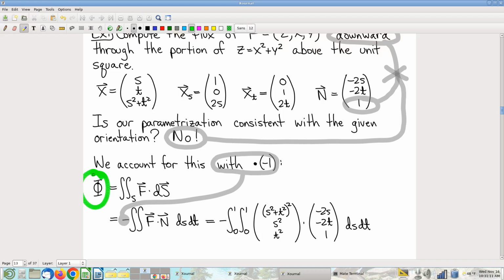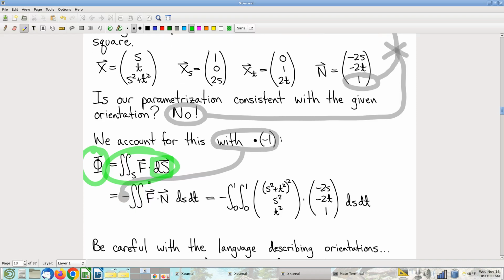We were asked to compute flux. The flux was defined by the statement of the question. There's nothing wrong with this being phi. That needs to remain phi. That's what you were asked. Flux is defined as this formula. The orientation of the surface is built into the dS vector. So this is always equal to this. These are the same, right?